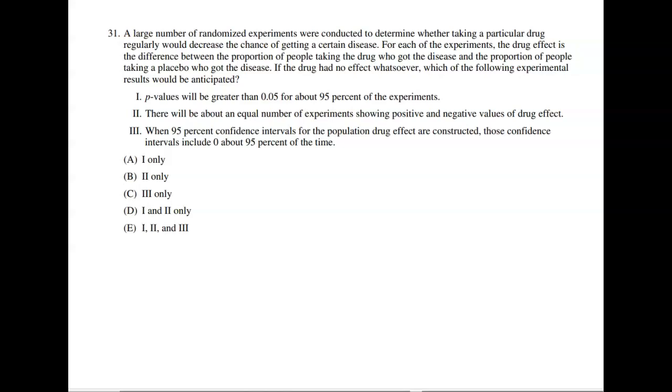For number three, when 95% confidence intervals for the population drug effect are constructed, those confidence intervals will include 0 about 95% of the time. If there is no difference, then the confidence interval should include 0. And if it's a 95% confidence interval, then about 95% of those intervals you create will capture 0. So 3 is correct as well, which means our answer choice for this one is E: 1, 2, and 3 are correct.